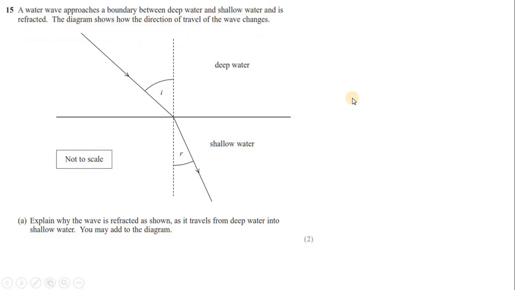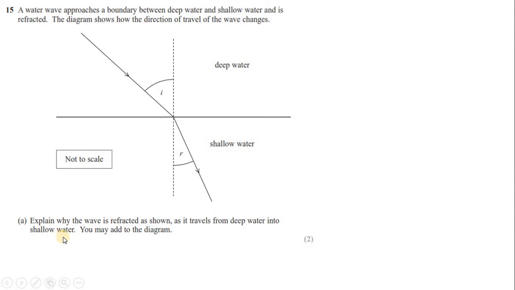Question number 15. A water wave approaches a boundary between deep water and shallow water and is refracted. The diagram shows how the direction of travel of the wave changes. Deep to shallow, incident angle, refracted angle. Explain why the wave is refracted as shown as it travels from deep water into shallow water. You may add to the diagram if you wish.